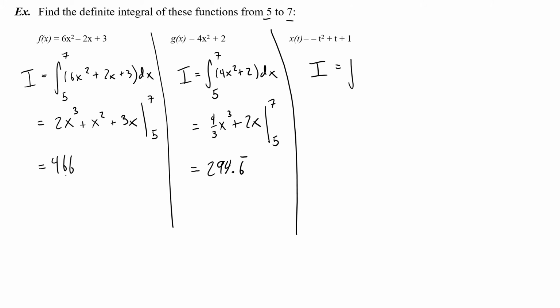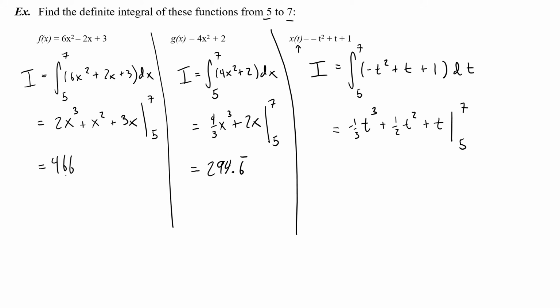Here I do the integral of negative t squared plus t plus 1. There are no x's in this, so I should write dt, because I'm going to do calculus to the variable that x is a function of. And I'm going to go from 5 to 7. So I take the antiderivative, negative 1/3 t cubed plus 1/2 t squared plus t. Then I put in my evaluation, go to my calculator.